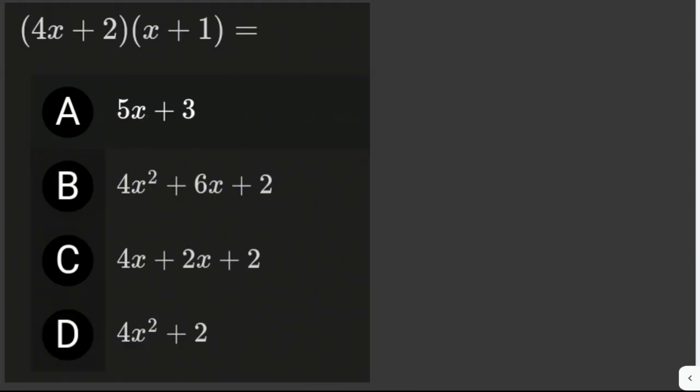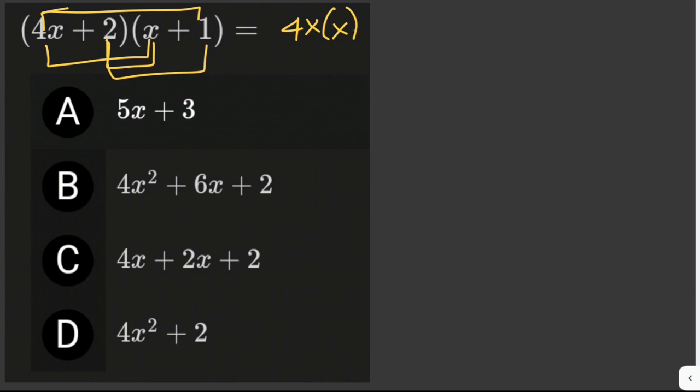For 4x plus 2 times x plus 1. So we can use the distributive property for this, or we can use the FOIL method. So we multiply the first terms, then the next terms, okay, this one, and then the last terms. So that would be 4x times x plus 2 times x plus 4x times 1 plus 2 times 1.